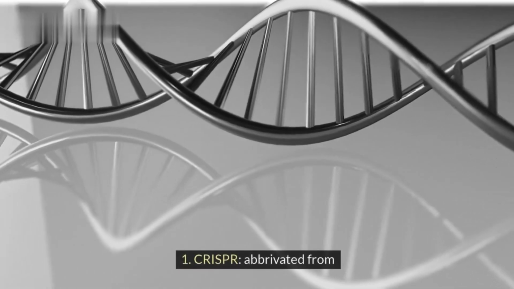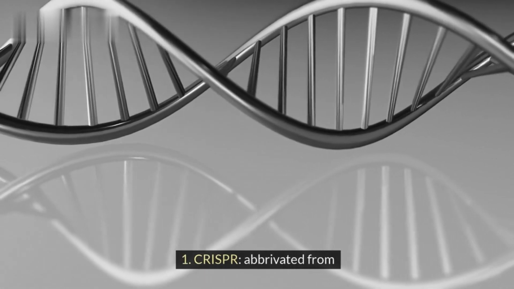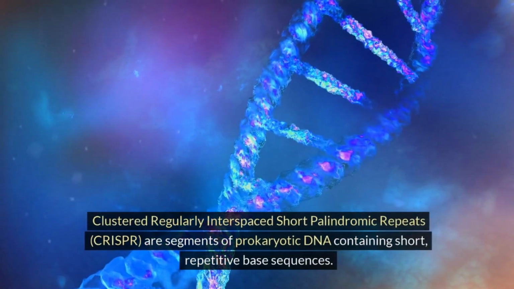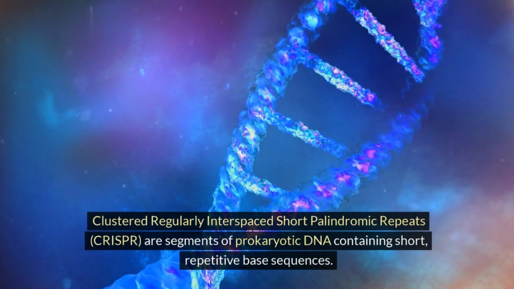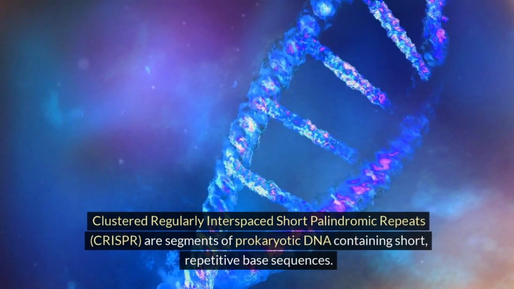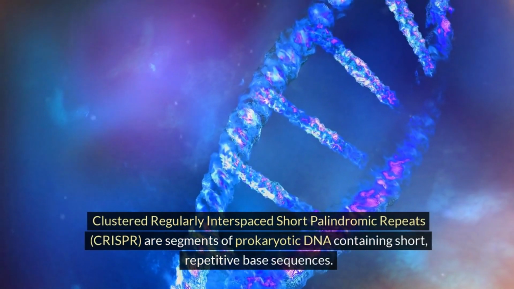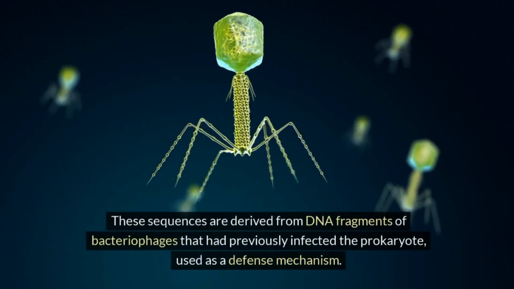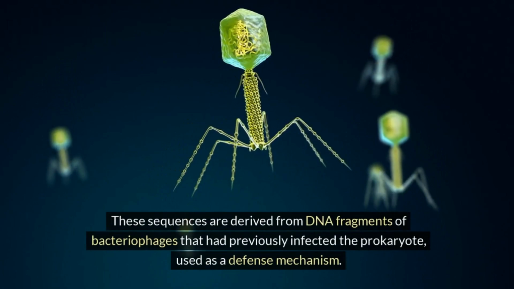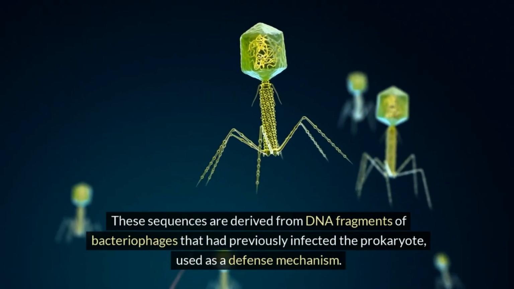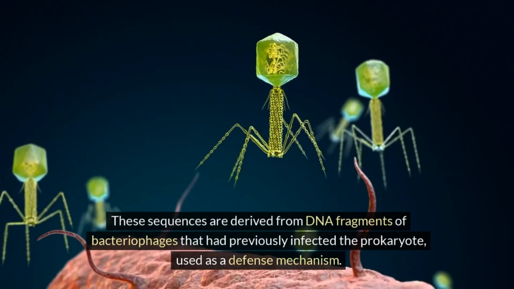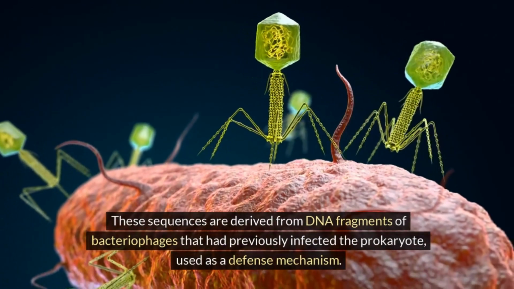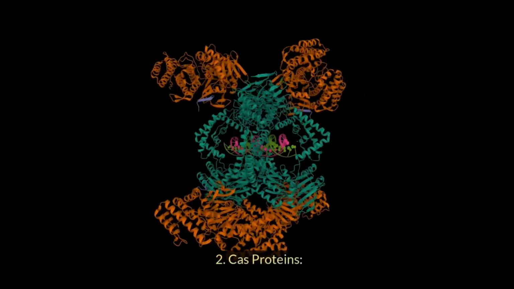1. CRISPR, abbreviated from clustered regularly interspaced short palindromic repeats, are segments of prokaryotic DNA containing short, repetitive base sequences. These sequences are derived from DNA fragments of bacteriophages that had previously infected the prokaryote, used as a defense mechanism. 2. Cas proteins.